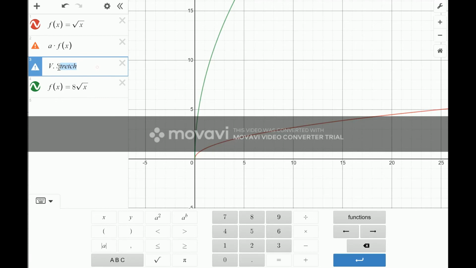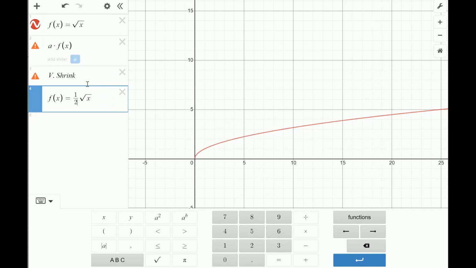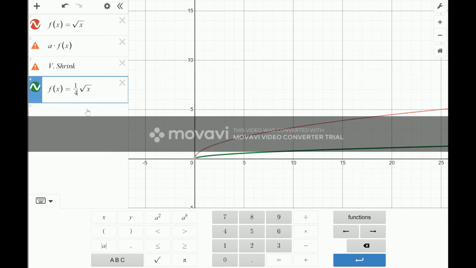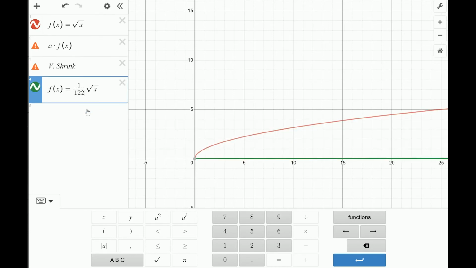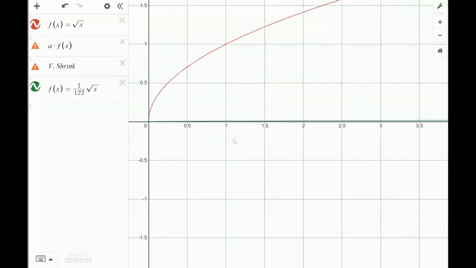So vertical shrink will be the opposite. A vertical shrink will happen when the number is on the outside of the radical and it's a fraction. So here you can see it's getting shrunken vertically, meaning it's getting shorter and shorter and shorter. The more I increase the number on the bottom of the fraction, the more shrunken vertically it gets. Here, if we were to really zoom in, we could see exactly how shrunken it is.